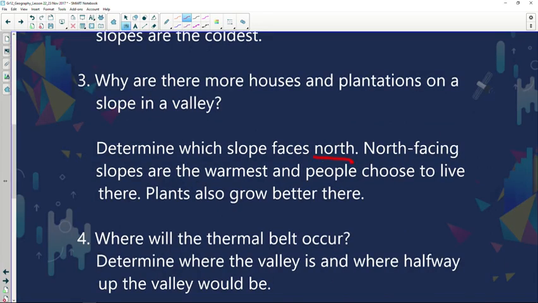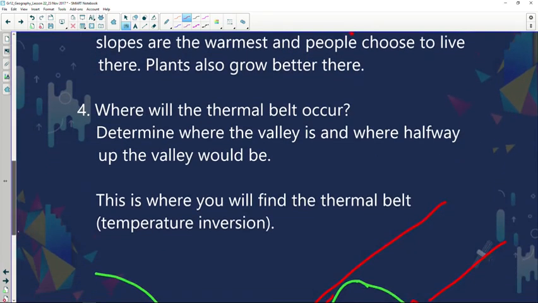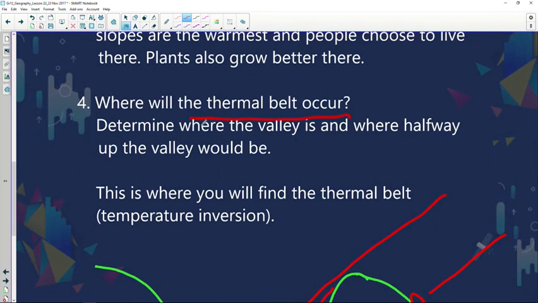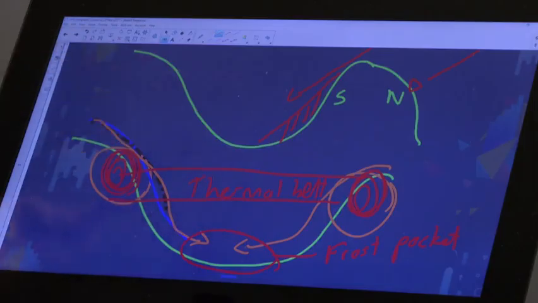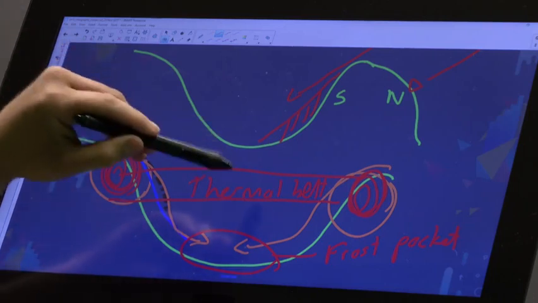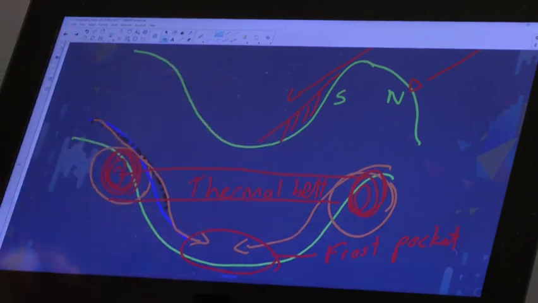Where will it happen? Now, I've indicated over here, halfway up the slope, this is where the thermal belt is. Now, what is the inversion again? It's an increase in temperature with an increase in altitude. Because it's cold over here and the temperature increases. It's a negative lapse rate. So the thermal belt will be halfway up the slope.